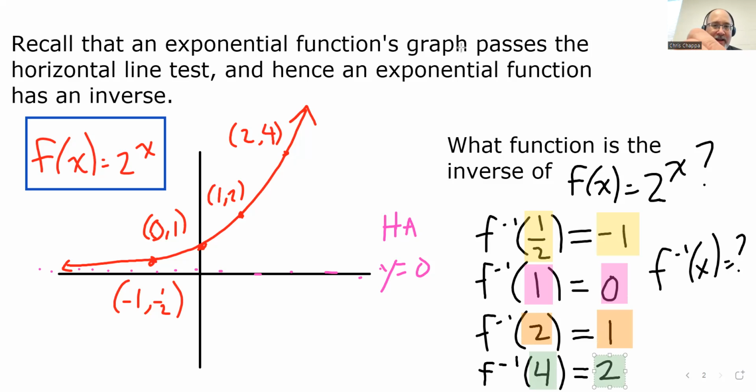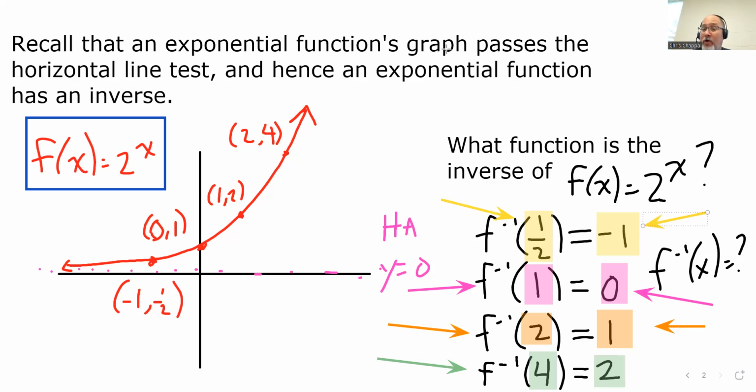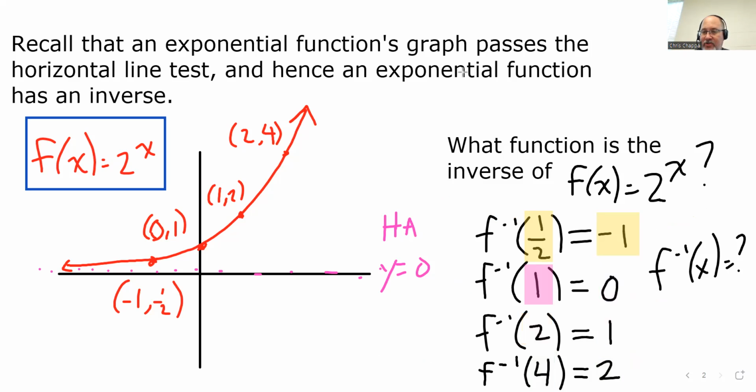What power turned 2 into 4? 2. That's right down here. What power turned 2 into 2? A first power. What power turned 2 into 1? A 0 power. What power turned 2 into 1/2? A -1 power. So every one of these is asking the question, what power turned 2 into something? Let's clean up all those arrows and colors and everything. It's just going to be messy on the PDF.